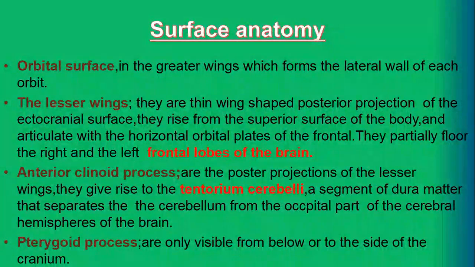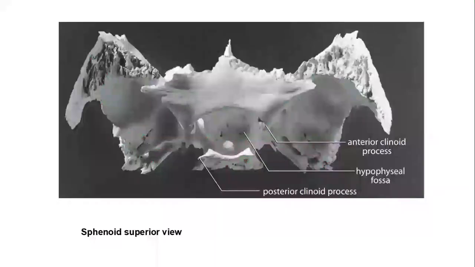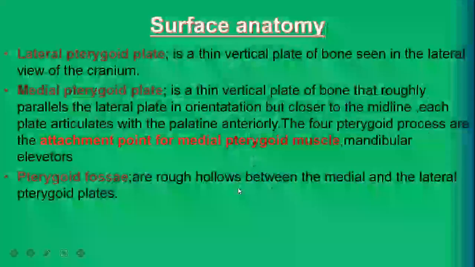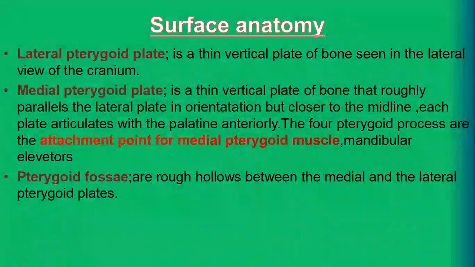Pterygoid processes are only visible from below or to the side of the cranium. So I think this is the same image we've been checking on, and this is the superior view of the sphenoid bone, anterior clinoid process. That's all that you can see, hypophyseal fossa, then the posterior clinoid process. The lateral pterygoid plate is a thin vertical plate of bone seen in the lateral view of the cranium. Then the medial pterygoid plate is a thin vertical plate of bone that roughly parallels the lateral plate in orientation, but closer to the midline.